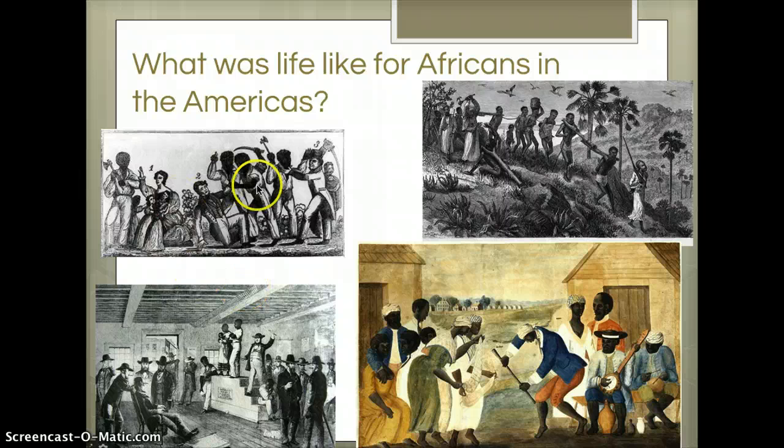There were also, of course, rebellions, if you can tell what's happening here. We never can assume just because people are taken like this that they're just going to go along with it, right? This was a horrific experience, and they fought back many times. However, there is only one successful slave rebellion, in 1804, and we'll talk about that later.